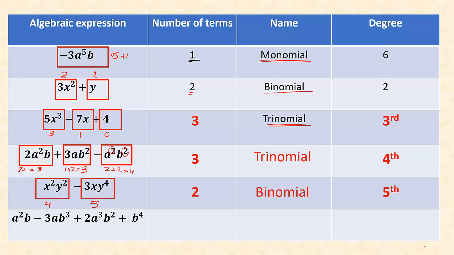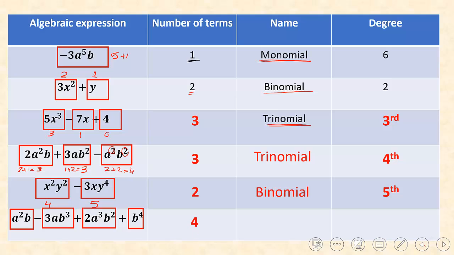Let's go now to the last one. a squared b minus 3ab to the power of 3 plus 2a cubed b squared plus b to the power of 4. This expression contains four terms. And when I have 4 terms, this is called a quadnomial. Again, what is the degree of this expression? It's determined upon which term of the 4 terms has the highest degree.